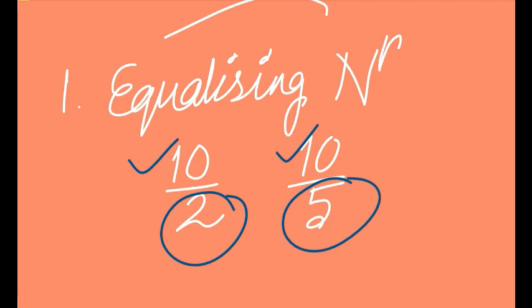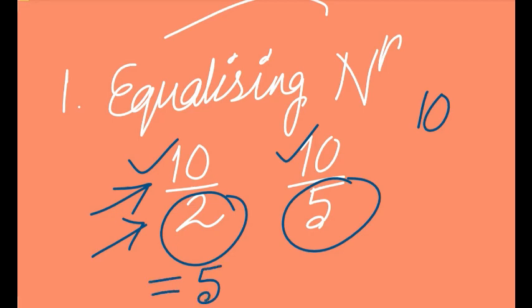So you definitely know the multiplication table of 2 and 5. What is 2 into 5? 2 into 5 is 10, right? So if we divide this 10 in the numerator by 2, we are going to get 5. So ultimately 10 by 2 is equal to 5, right? And similarly 10 by 5 is equal to 2, and you definitely know how to compare it. Is 5 less than or greater than 2? 5 is greater than 2.